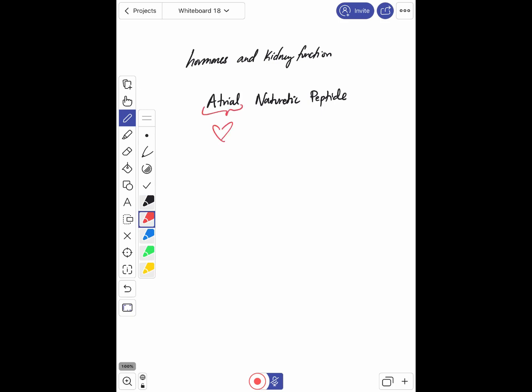The name for this one comes from the atria of the heart. Natrium is sodium, and uretic means pee, so basically heart sodium pee, and it's released when the atria are stretched. This happens when blood pressure is high.